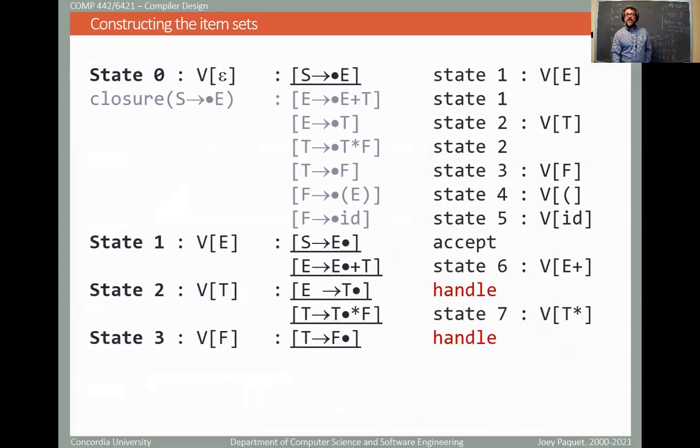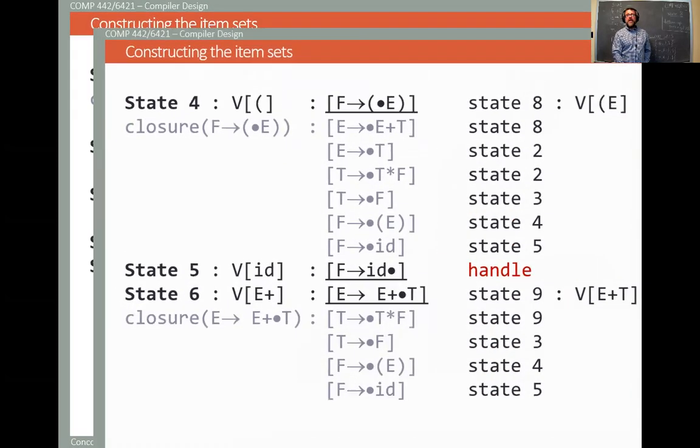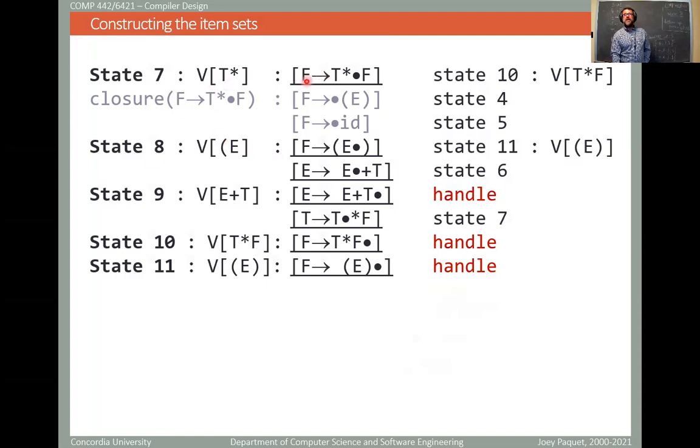Then my state 7 was identified here. So that's V of T star. The starting item of my state number 7 is T gives T star dot F. Then I compute the closure. This F can be E between parentheses or can be ID.